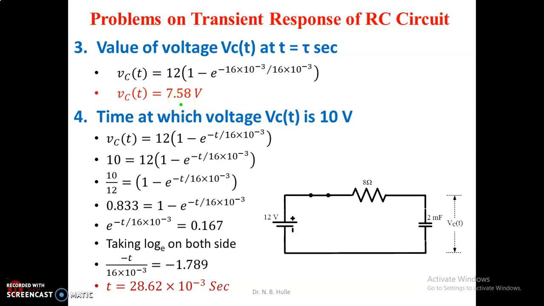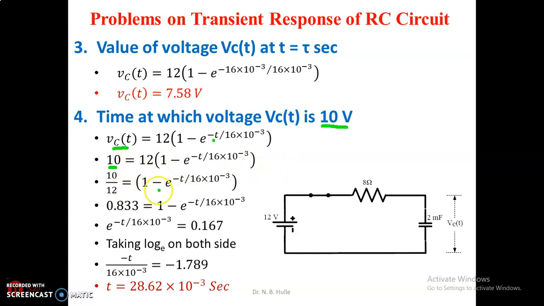The fourth point in which we are interested is the time at which the voltage across the capacitor is 10 volt. Vc of t is equal to 12 in bracket 1 minus e raised to the power of minus t by tau. When this Vc of t is 10 volt, we are interested in this particular time. Now we will substitute the value of Vc of t as 10 volt. We will simplify this expression.